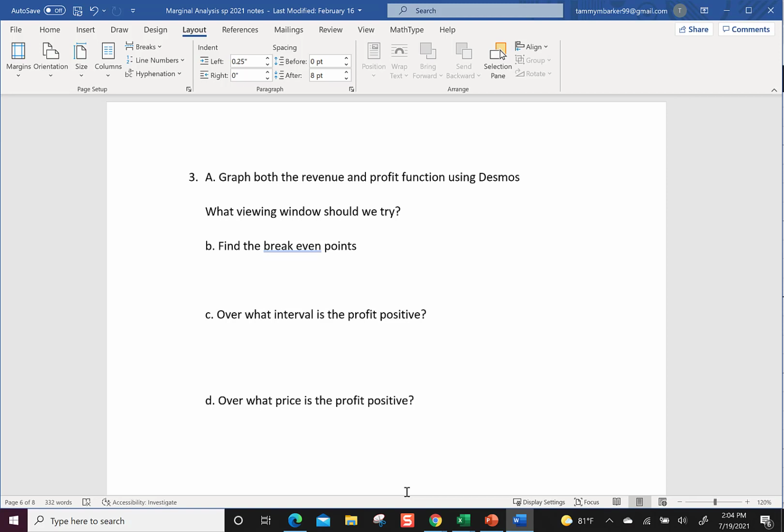For number 3, we're going to graph both the revenue and profit function using Desmos, and then look at the break-even point. We want to look when is the profit positive, and over what price is the profit positive. So there's a lot to go on.